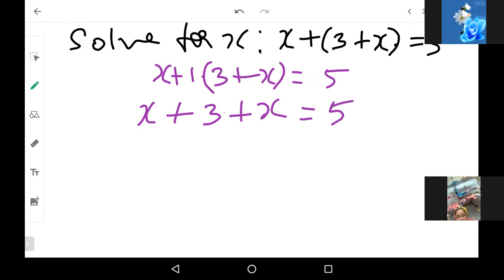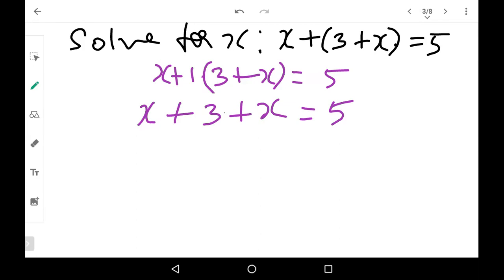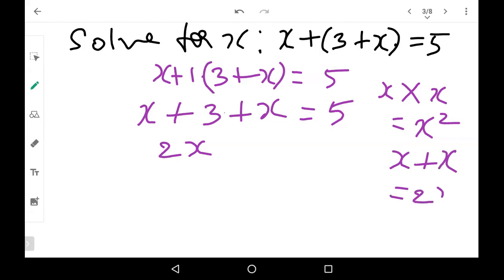Okay. Next, x plus x. How much do you get? x plus x. You have one x here, the other x here. 2x. Yeah, very good. It is 2x, not x square. x into x is x square. x plus x is 2x. Do not forget this.